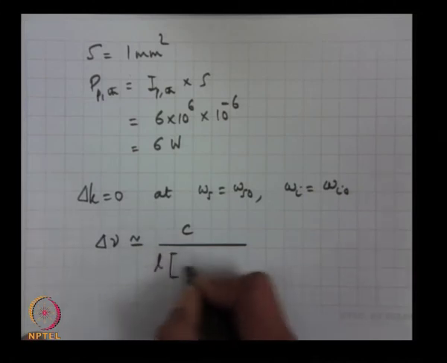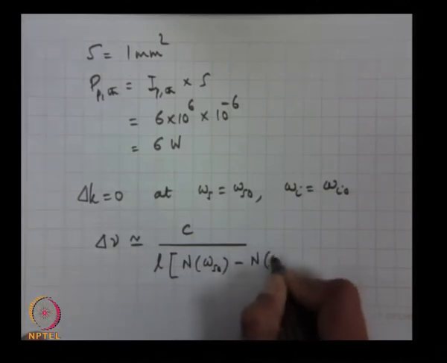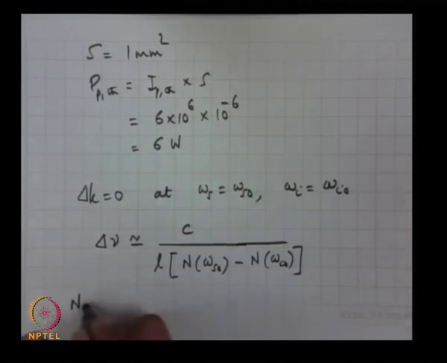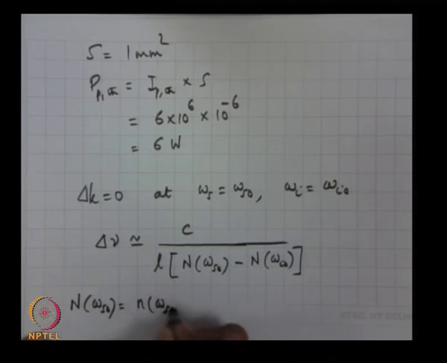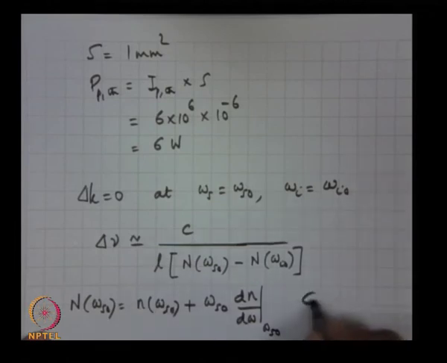times... I'll tell you what these coefficients are. N at omega s0 is N at omega s0 plus omega s0 dN by d omega at omega s0. What is this quantity? Have you seen this before? Expansion of... Yeah, but what is this quantity? N, capital N. Group index.